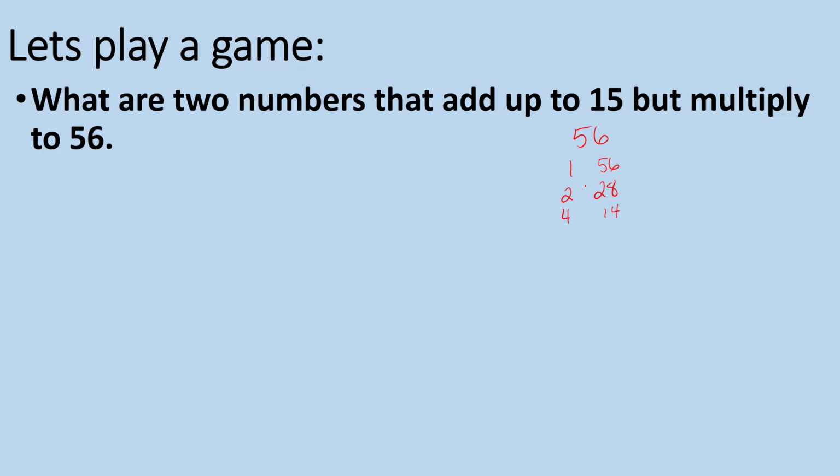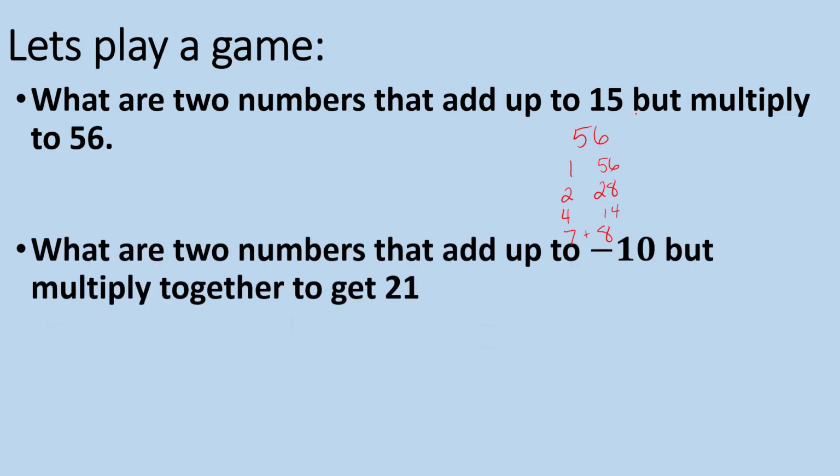And then you'll notice that I'm continuing to move on because 1 and 56 is 57. That's not 15. 2 and 28 is 30. That's not 15. 4 and 14, getting closer. That's 18, but still not 15. 5 doesn't go into 56 evenly. 6 doesn't go into 56 evenly. 7 and 8 do. And then we notice 7 plus 8 is 15. So the two numbers we're looking for are 7 and 8.